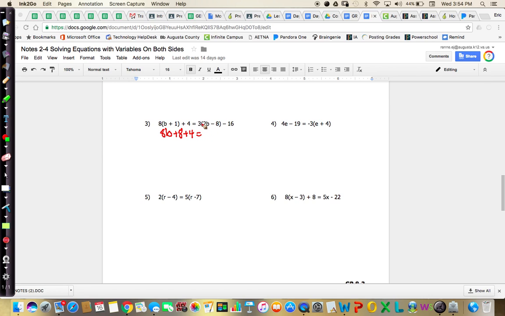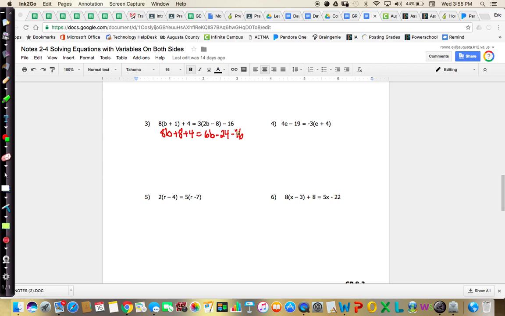Now we've got to distribute here. 3 times 2b is 6b. And 3 times 8 is 24, and there's a minus sign in between them. Now, I have a minus 16 at the end.